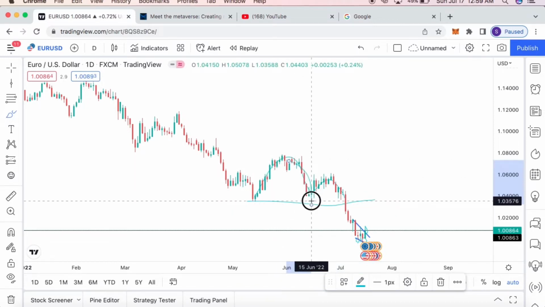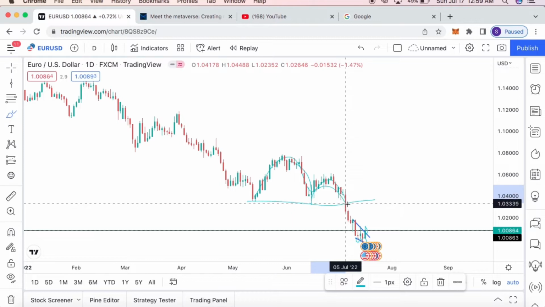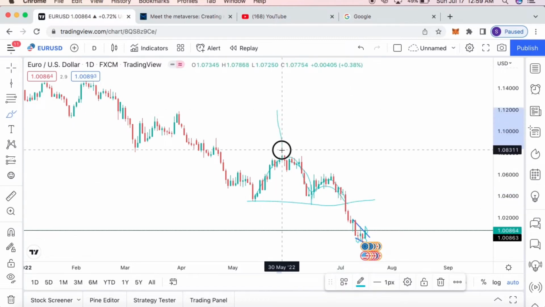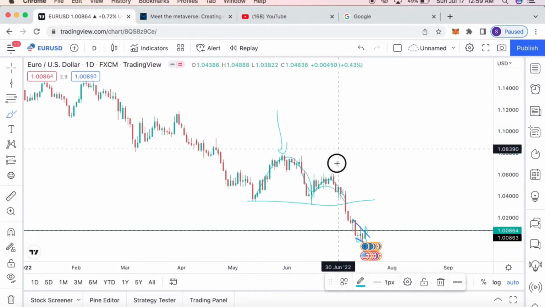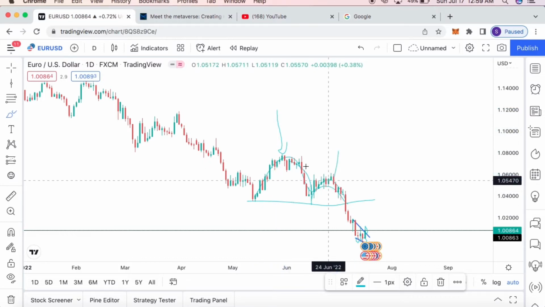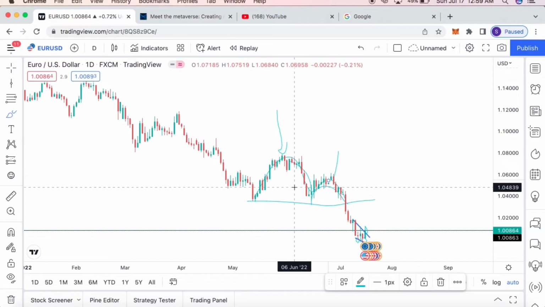A cup and handle is a continuation pattern to the downside, as you can see. This is our cup, this one. Then our handle is this one, you see. So this is our handle and then cup. So whenever you see a pattern like this, definitely know the market is going to continue to go down.